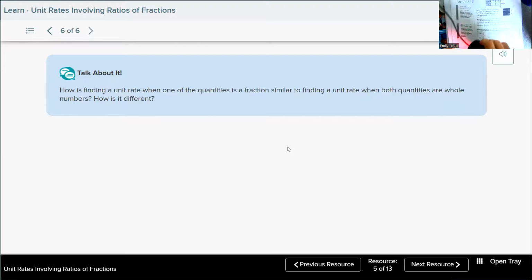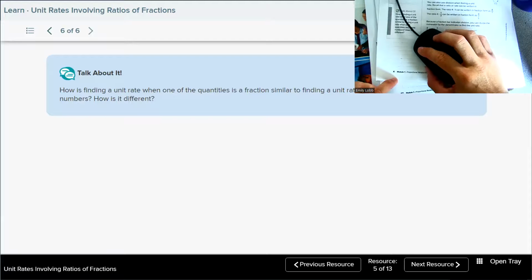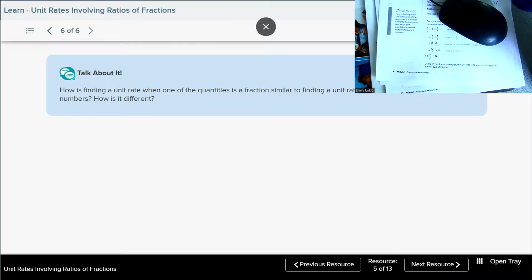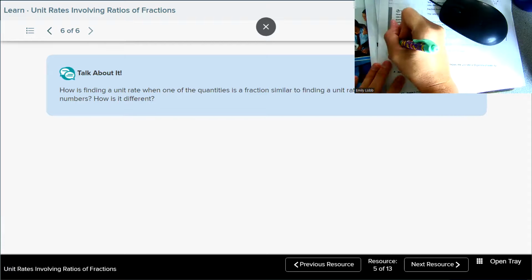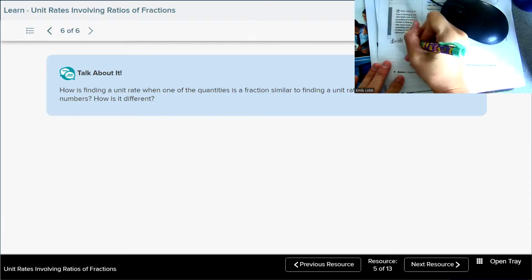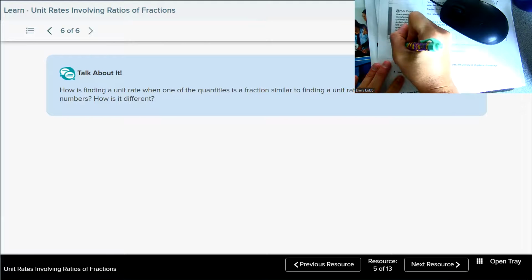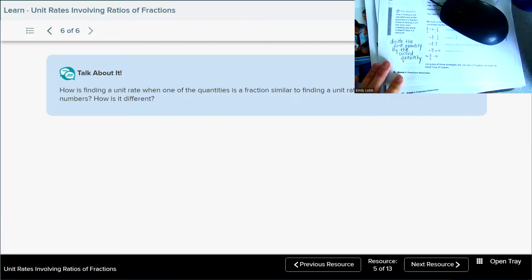So this talk about it is on the bottom of page 4. I want you to be sure you have notes for it. You can look in your old packet even. How do we find a unit rate? Remember, our unit rate was where we divide the first quantity by the second quantity. That's how we were finding the unit rate with whole numbers.